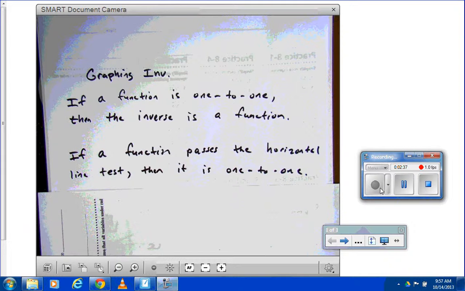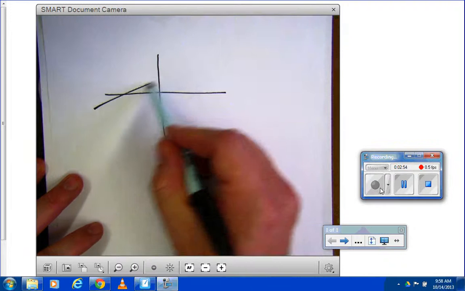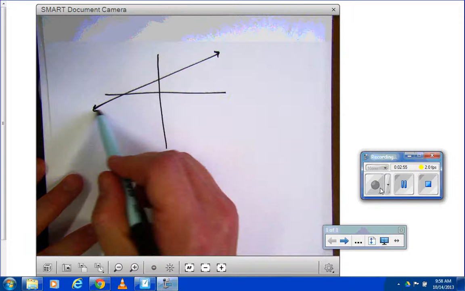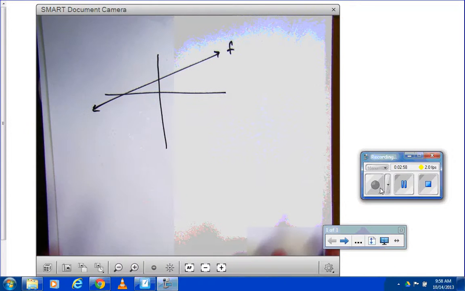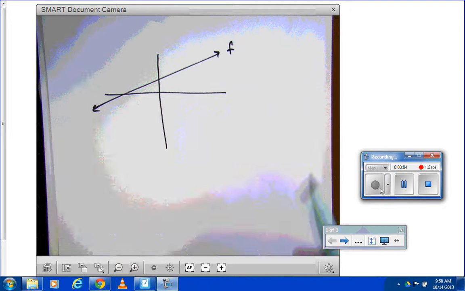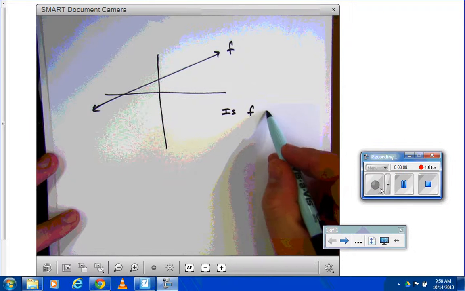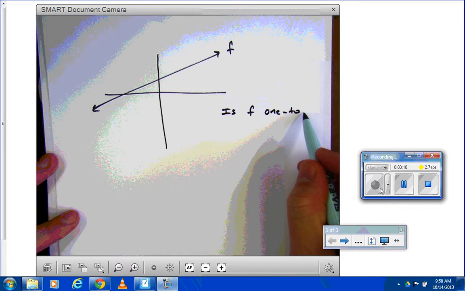So let's do this. Let's look at a couple of quick graphs, and let's see if we can apply these two statements with them. All right. So let's take something that's just linear, for instance. Okay, nice, easy, linear equation. Okay. So let's call this f, and that's definitely a function, isn't it? Okay. So let's answer this question here. All right. Is f 1 to 1?